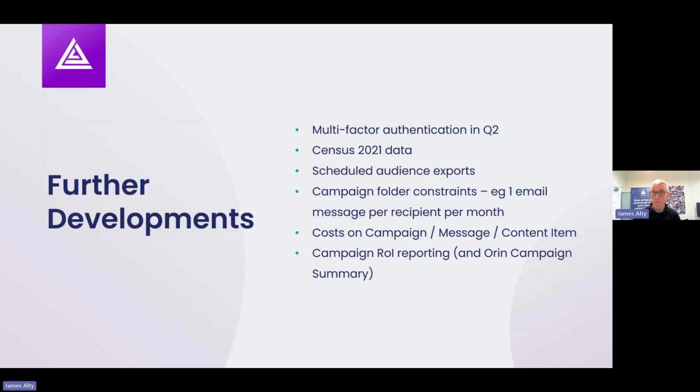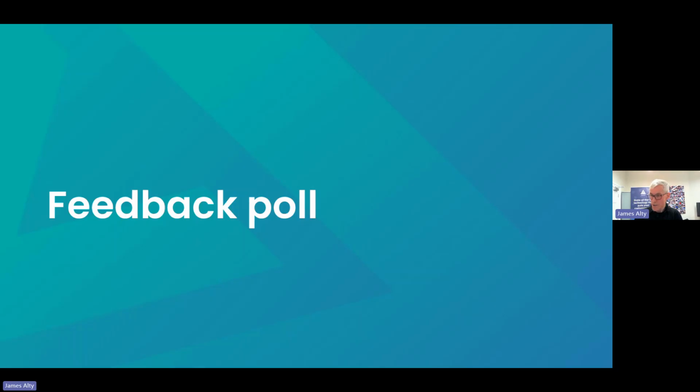We're putting folder constraints in campaigns, so you can say, for example, one email message per recipient per month, or 3 emails, 2 WhatsApps, and 1 phone call per recipient per month for all the campaigns in a particular folder. We're adding costs on campaigns, messages, and content items, and even in the future, perhaps onto folders. You can define a whole program cost, for example. And based on that, we'll have ROI reporting and therefore the Orbit campaign summary that I showed briefly at Apteco Live. Right, we're done. Sorry to overrun.